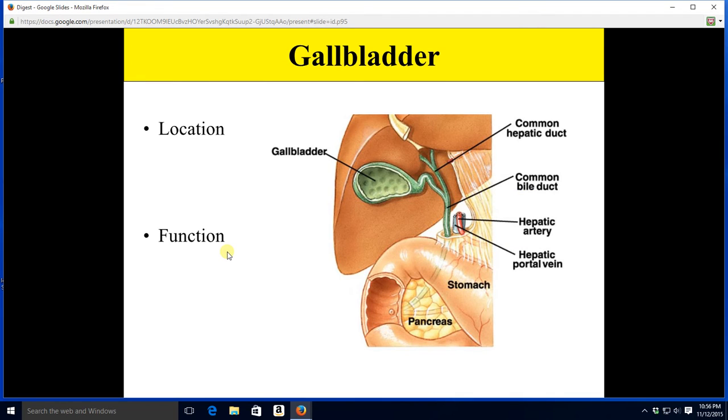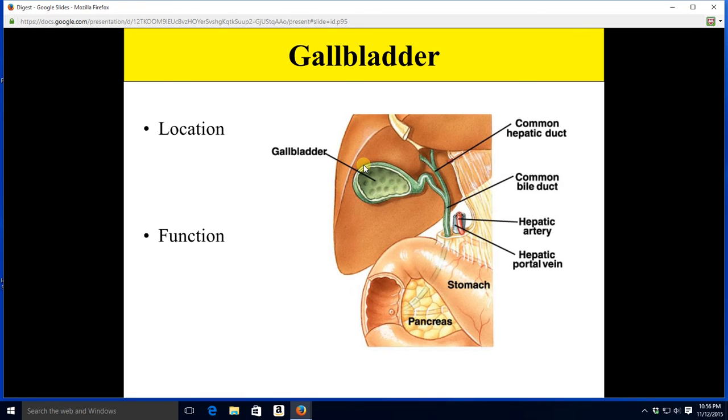Okay, onward and upward to the gallbladder. There it is, right there. Sitting nestled kind of in the right side of the liver. Its jobs are threefold. It's going to store bile. It's going to concentrate that bile. It's going to make it stronger, in other words.